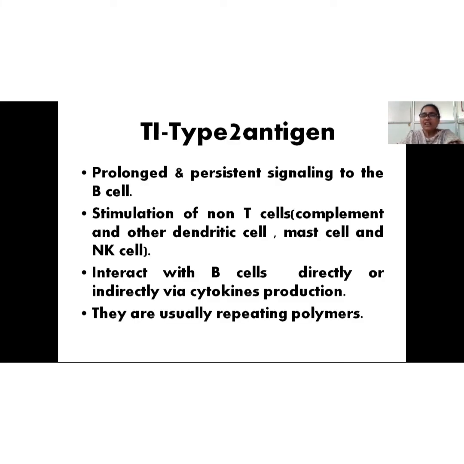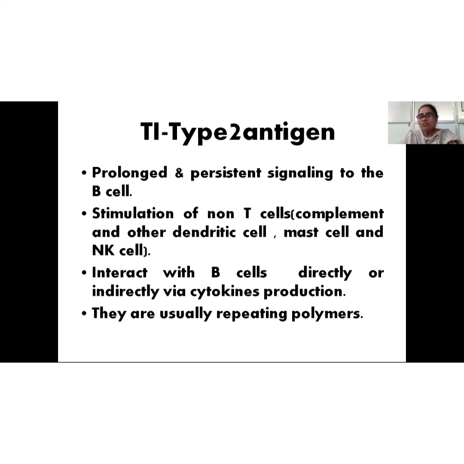Talking about T cell independent type 2 antigen, it is the one which gives prolonged and persistent signaling to the B cell. So this signal will be for a long time. There is stimulation of non-T cells, that means T helper cells are not required, but this type 2 antigen is the one which will activate complement and other cells such as dendritic cells, mast cells, and natural killer cells. So help of these cells will be needed.